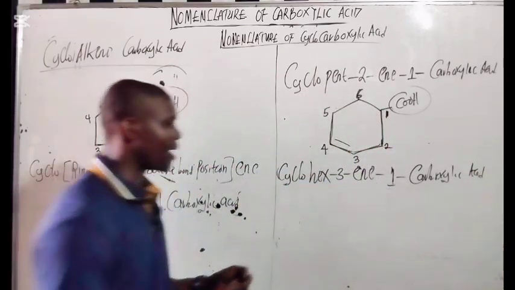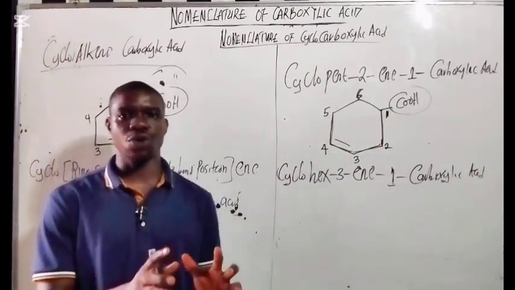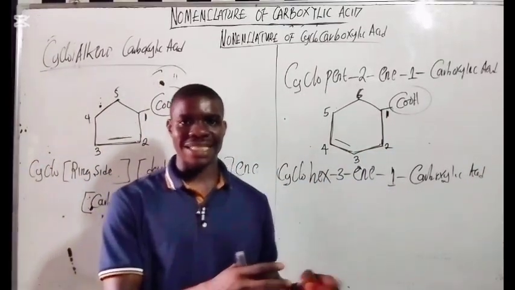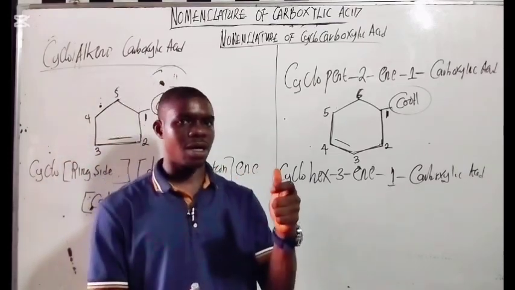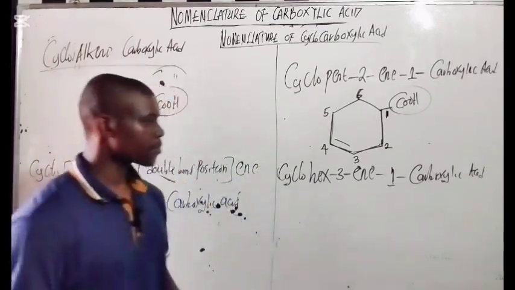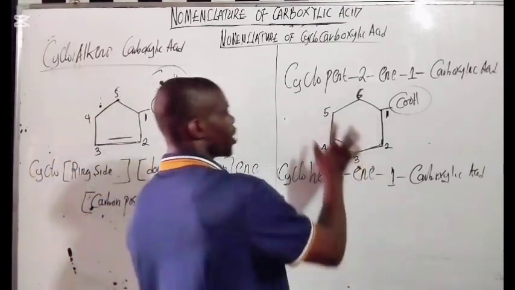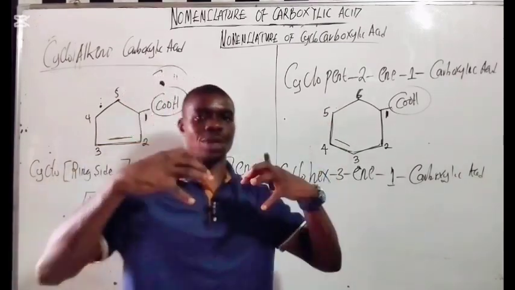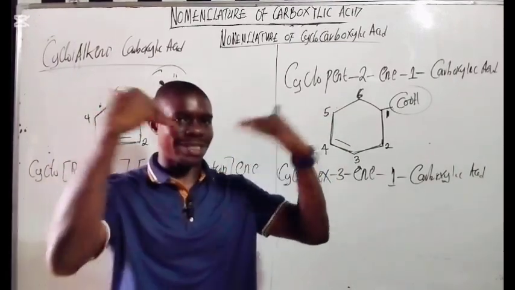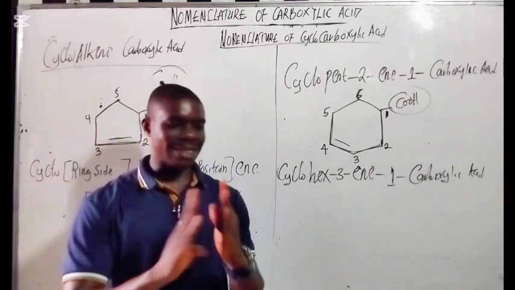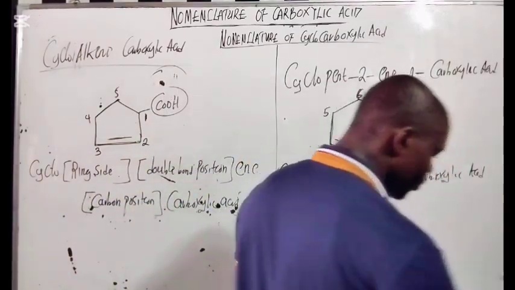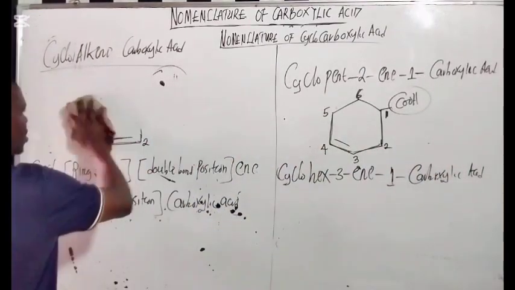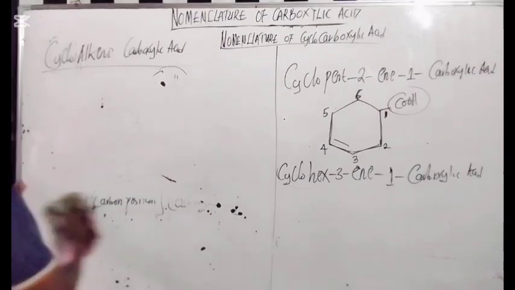Because with this format, you can see how easy it is to name cyclic carboxylic acids with a double bond. So these are the parent chain. If, for example, we now have a substituent, you start putting your substituent inside, right? You can see how easy it is. So now, before ending this class, let's look at benzene with carboxylic acid.